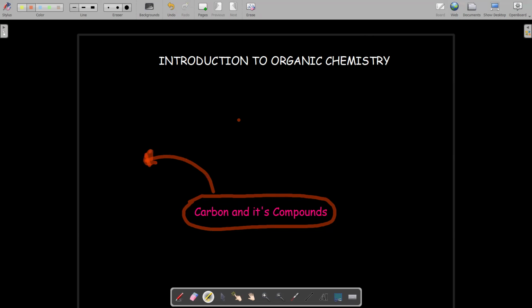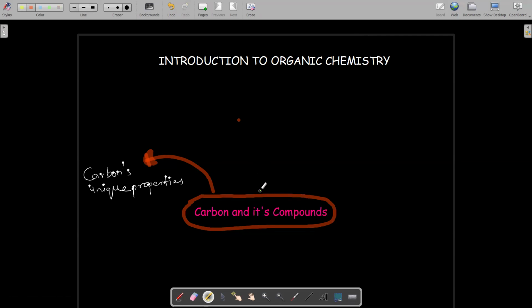Okay, my arrowhead is a little weird. I will correct it later. So the first thing is carbon and its compounds. And here you go, the first branch would be the unique properties. So carbon's unique properties. We will be looking into what are the unique properties of carbon.